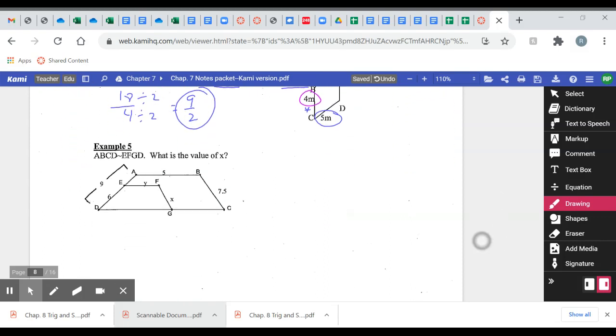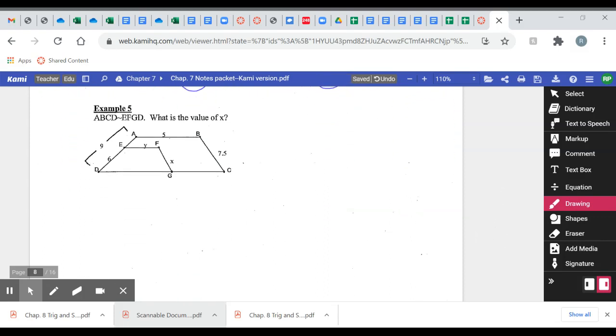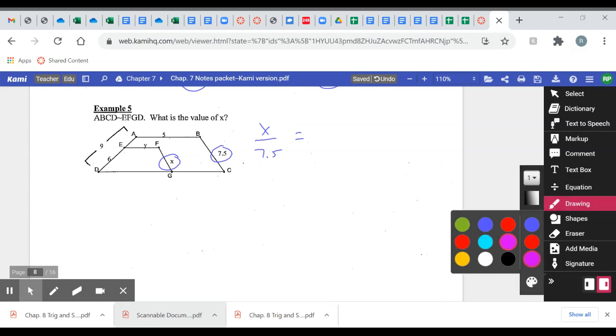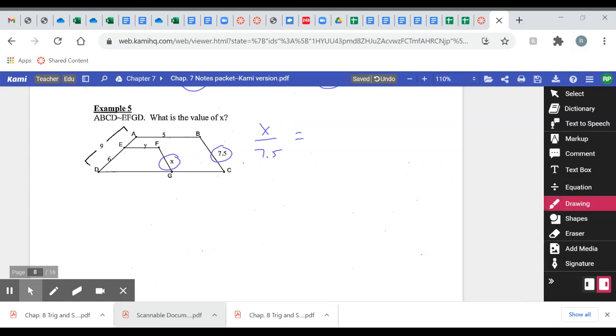All right, big finale here. On example 5, it tells me the two figures are similar. Wants to know what x is. It's not even asking what y is. I can just set up a proportion. So I can see the x corresponds with the 7.5. And I can see that I went smallest to biggest. So I'm going to stay consistent when I set a proportion. Now smallest 6 over biggest 9.